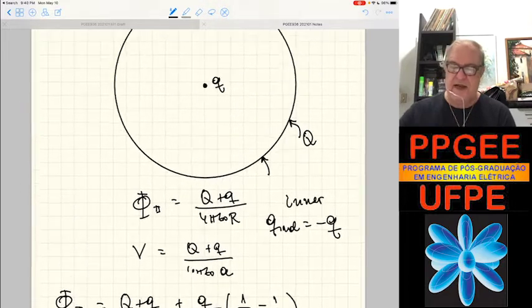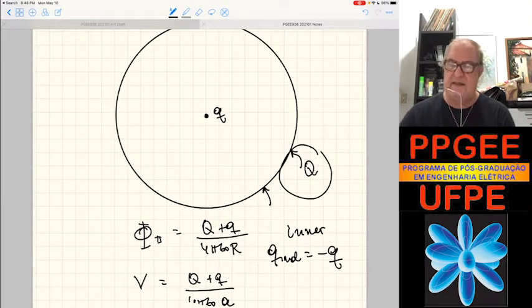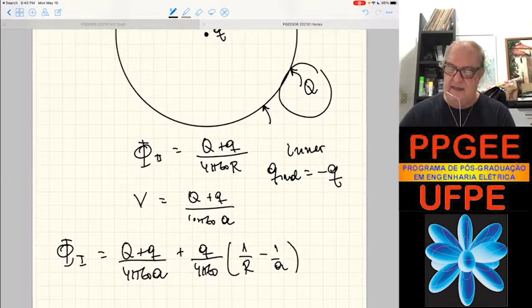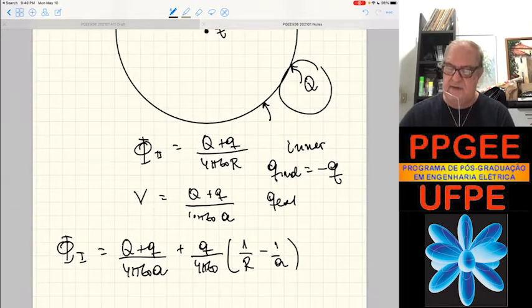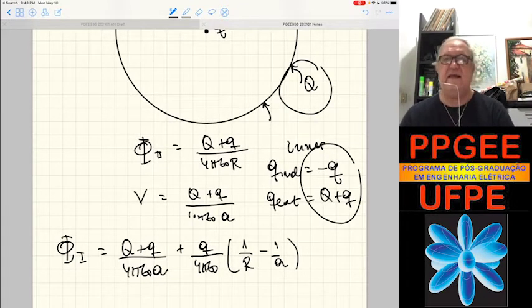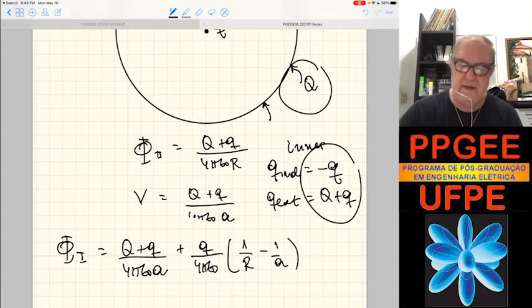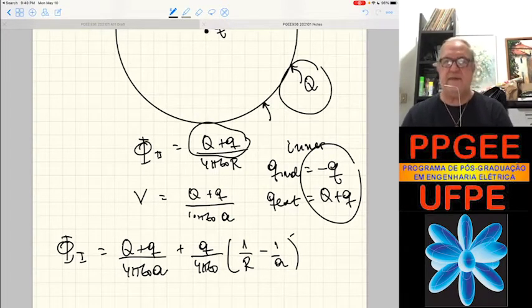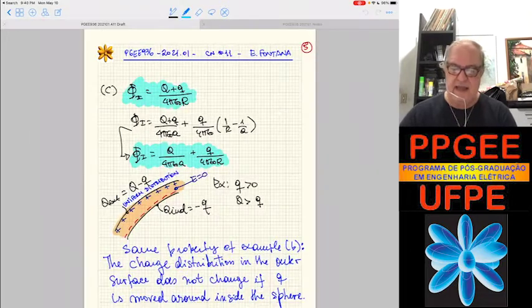Well, if the total charge is Q, it means that the charge on the external side of the surface is Q plus q, because the total gives capital Q, right? We can calculate that. Just look at this one, right? That's the term that appears here. That's the one that's going to give the total charge on the outer surface. So that's what happens now in this case.